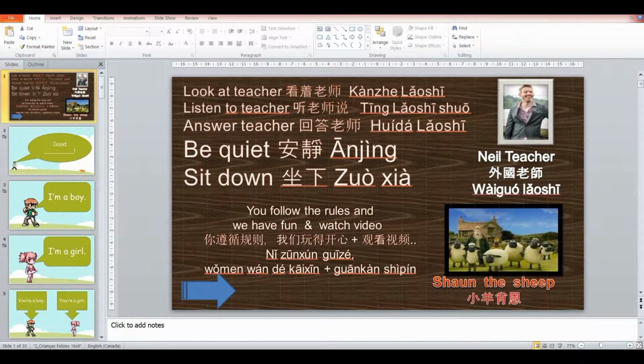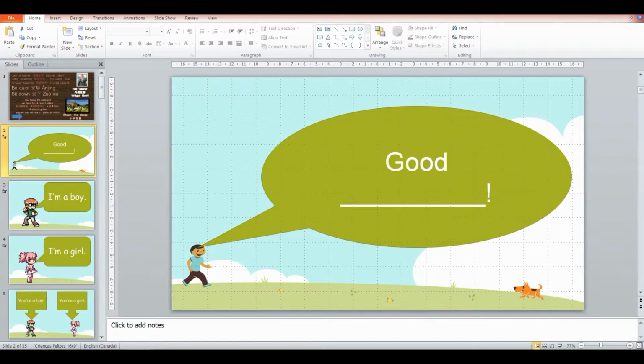The first slide is always a rule slide. We go over the rule slide, we drill the rule slide, and I remind them of the reward if they follow the rules. Then I'll see if I get them to know what the greeting is. They should probably be familiar with that now. And then I go into my flashcards.